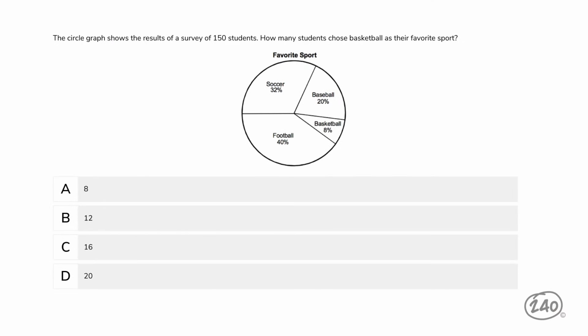Last, but certainly not least, statistics. The circle graph shows the results of a survey of 150 students. How many students chose basketball as their favorite sport? Now this problem gives us survey data, a pie chart, and asks how many students chose basketball as their favorite sport. I see an 8% in the wedge for basketball, so I'm going to pick that choice.